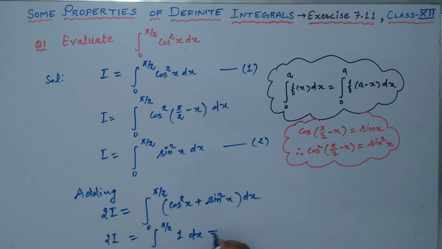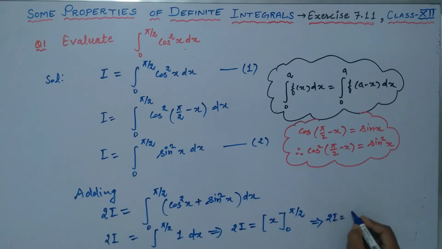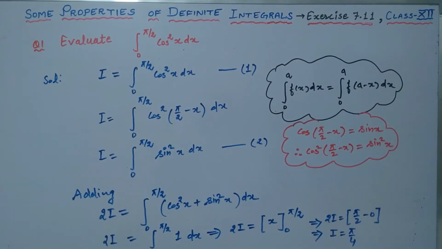What is the integration of 1? It is x. So 2I is equal to x from 0 to pi by 2, that is, pi by 2 minus 0. So the final answer of the question becomes I is equal to pi by 4. The question is very important. So next, coming to the next question now.